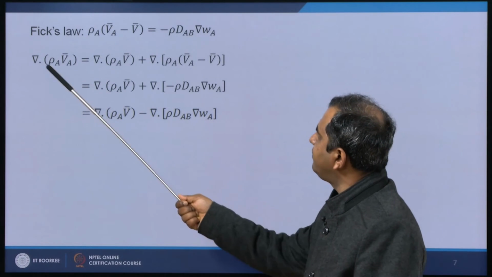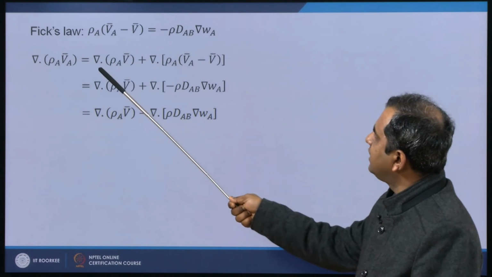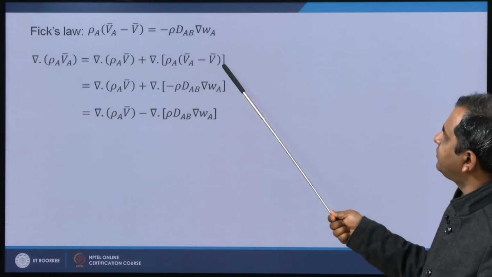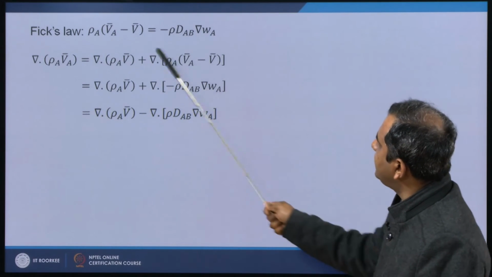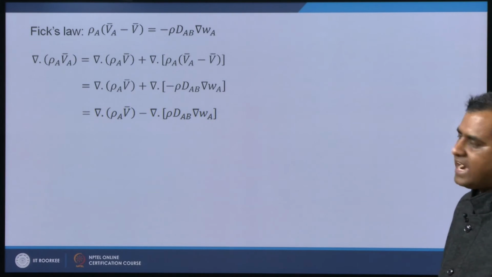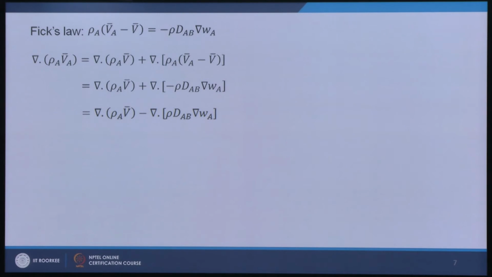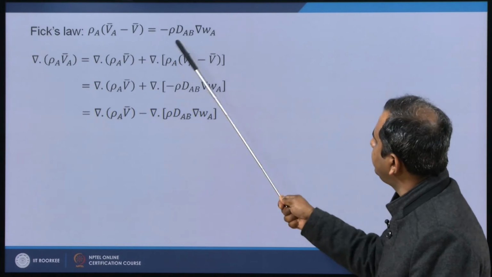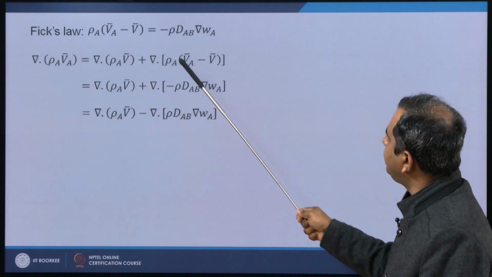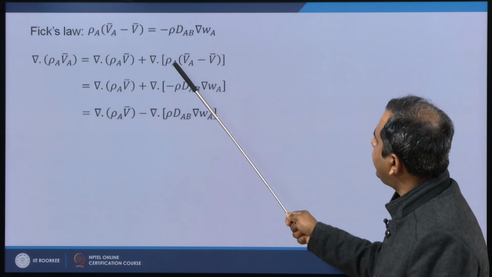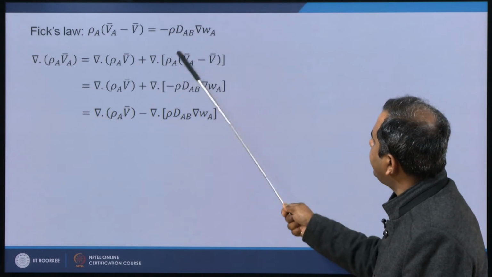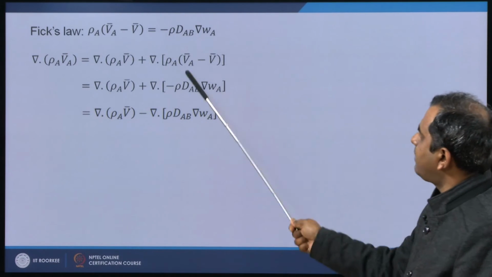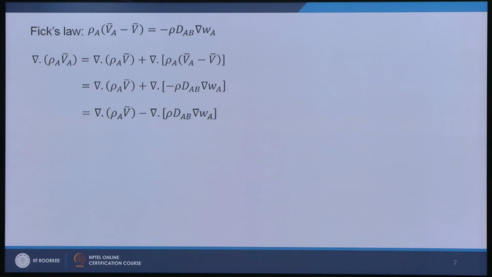Del dot rho A V A, let us write as del dot rho A V plus del dot rho A (V A minus V). Here you see rho A V and rho A V cancel. So we have added and subtracted this term. If you do so, on this side we can replace it by Fick's law. You see this rho A into (V A minus V) over here. We can write this as nothing but minus rho D AB into del W A. Okay, so that we have written over here: minus rho D AB into del W A.